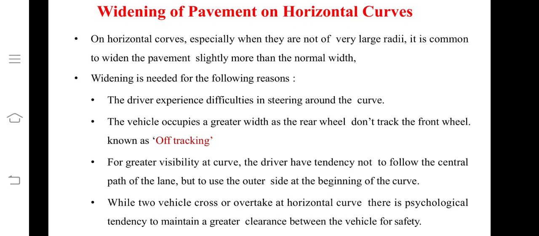An automobile has a rigid wheelbase, right? An automobile has a rigid wheelbase and only the front wheel can be turned when the vehicle takes a turn or negotiates a horizontal curve. The rear wheel does not follow the same path as that of the front wheel. This phenomenon is called off-tracking.